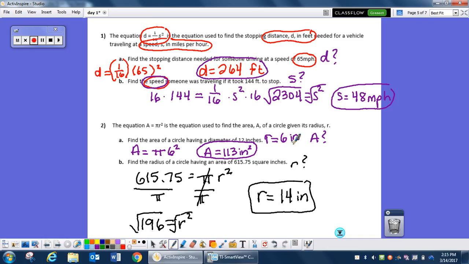Alright, so those are 2 questions you might see. Notice we didn't graph anything yet. We will be graphing on the next page, so please make sure you stay tuned and have your calculator ready.